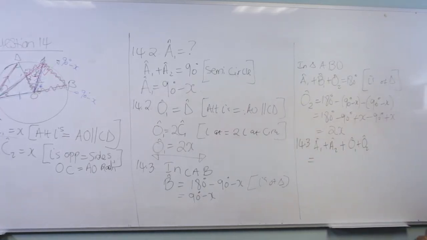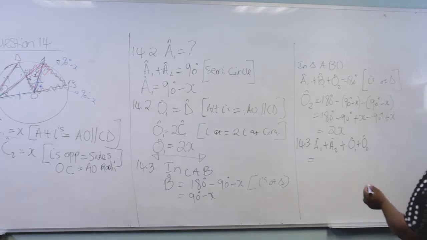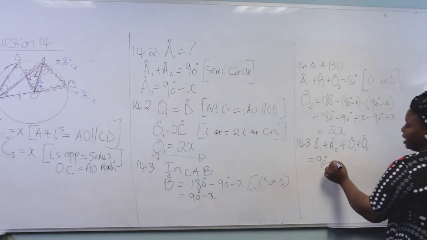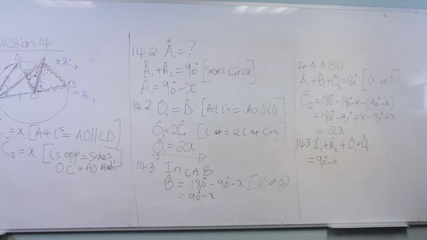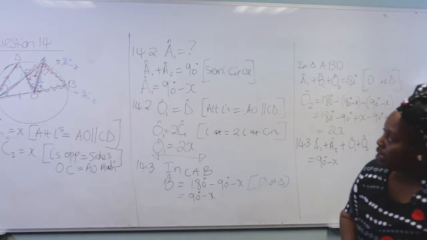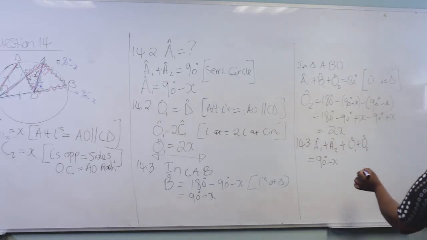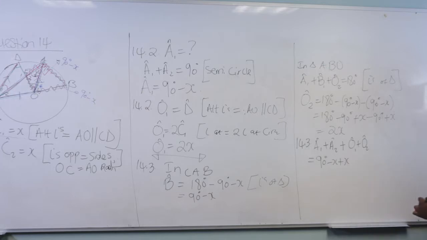If they can, it means it's true. What is O1? O1 is 90 degrees minus x. And what is A2? A2 is given as x. It was a given statement. And what is O1? We have found O1 to be 2x. And what will be O2? We have also found O2 to be equal to 2x. So let's see if that's what is going to happen.